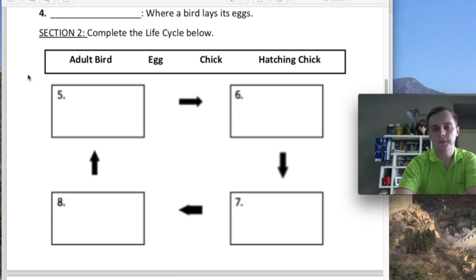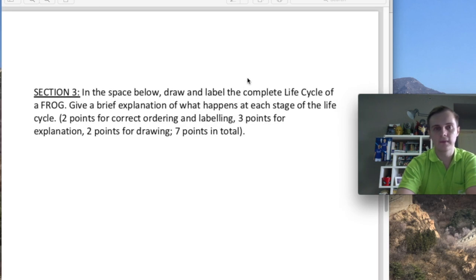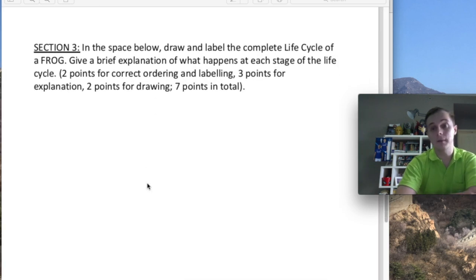Section 2, you have the life cycle of a bird, an adult bird. Look at 5, 6, 7, and 8. Put these 4 stages in the correct order. Very easy. Section 3 is a bit more difficult.